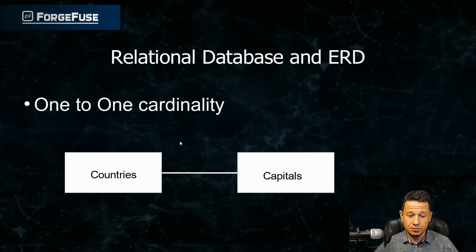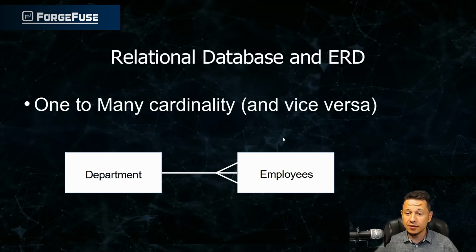In this example, we have two tables or two entities, which are countries and capitals. They have only one-to-one cardinality, which means one country can have only one capital. And in ERD, this will be represented by just a straight line. This is actually not a very good example because there are some countries that have multiple capitals. Just take, for example, the South African Republic, right? It even has 3 capitals per se. A better example would be a person and identity card. Next, one-to-many cardinality and vice versa.